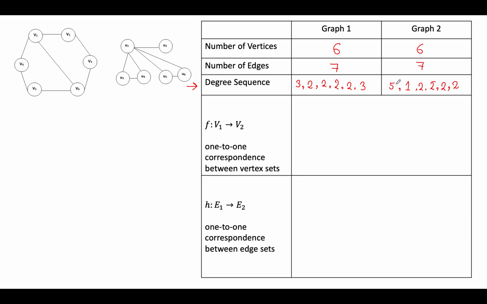And if you notice here, the degree sequences are different between graph 1 and graph 2, because here we have a vertex with degree 5, while here we don't have a vertex of degree 5. What is more, here we have a vertex with degree 1, which is not there. And in graph 1, we have 2 vertices with degree 3, while graph 2 doesn't have any vertex with degree 3. Therefore, we consider that graph A and graph B are not isomorphic.